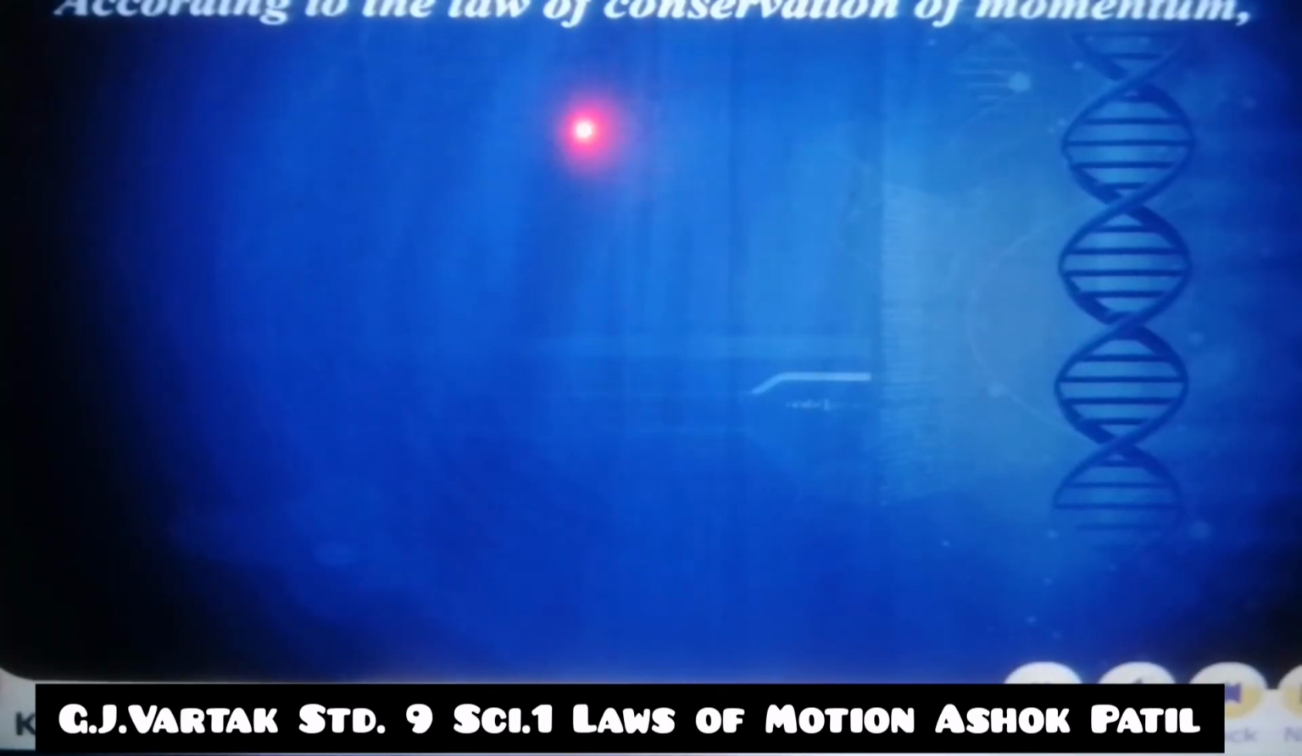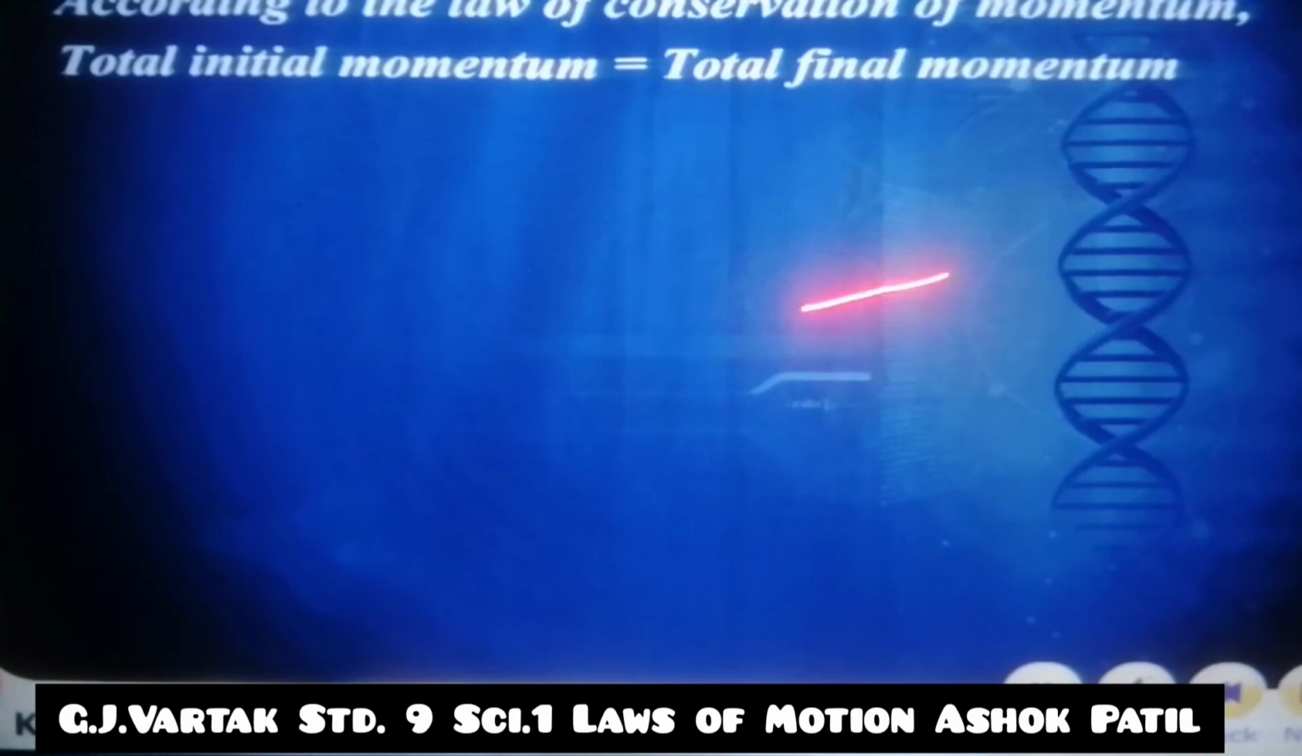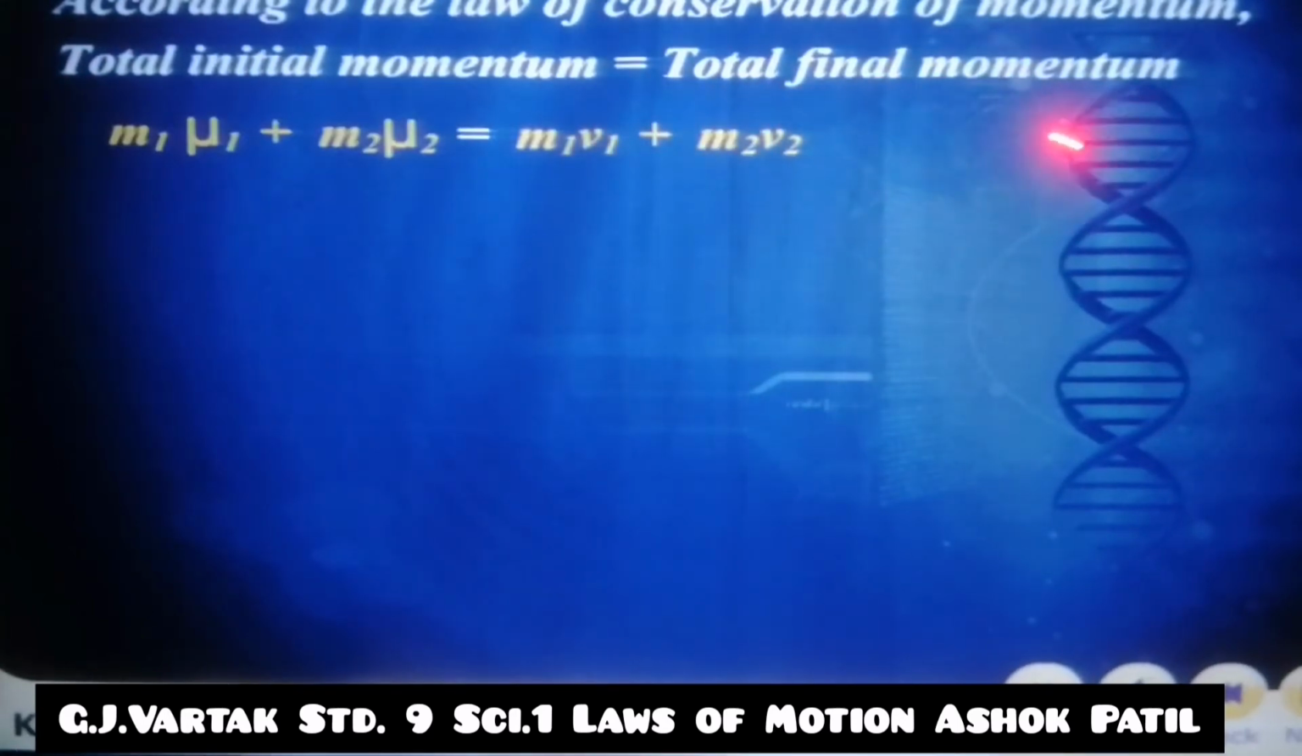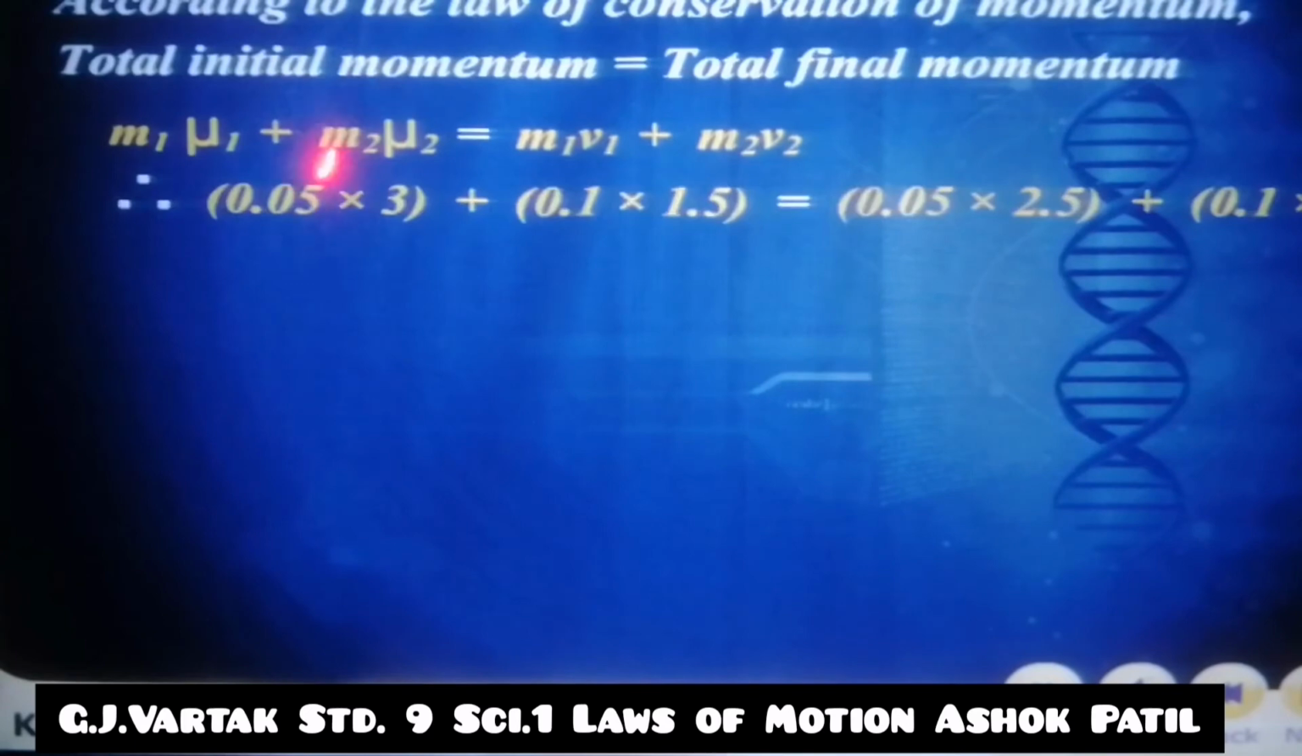According to the law of conservation of momentum, total initial momentum is equal to total final momentum. m1 u1 plus m2 u2 is equal to m1 v1 plus m2 v2. Substitute the given values.